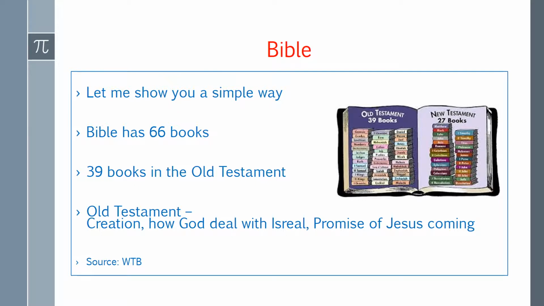The Bible consists of 66 books. 39 books are in the Old Testament. The Old Testament is basically talking about creation, how God created the world, and how God dealt with Israel, and also the promise of Jesus coming.